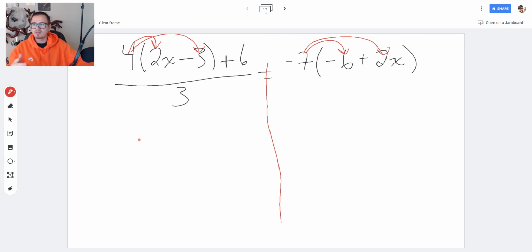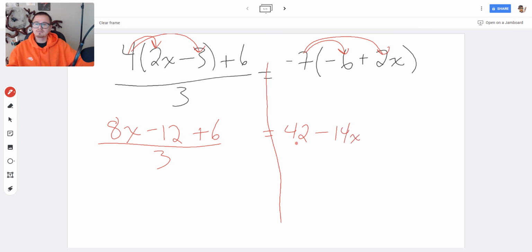So 4 times both of those is going to get us an 8x. 4 times -3 is -12. When you multiply signs that are different, you get a negative. The plus 6 comes along for the ride. We're still dividing by 3. And then we're going to get -7 times -6, which is a positive because when you multiply signs that are the same, they always come out positive. And then -7 times 2x is -14x. All right.